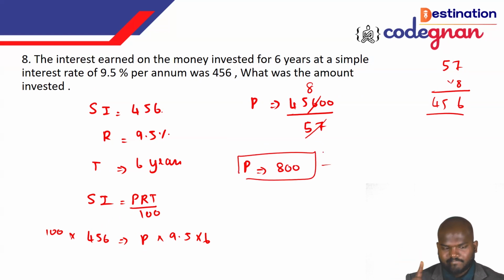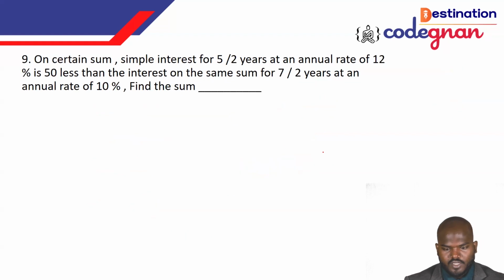Everyone clear? Yeah. So going to the next question, they are giving that on a certain sum, the simple interest for 5 by 2 years at an annual rate of 12% is 50 less than the interest on the same sum for 7 by 2 years. Okay, it is the same method we have done in the previous one, but I need to take this one first now. There is 7 by 2 here.